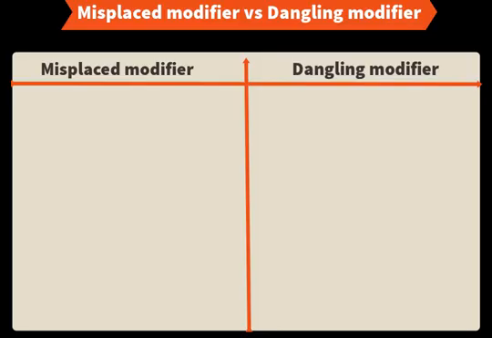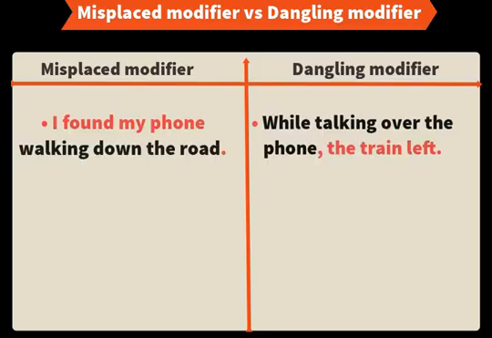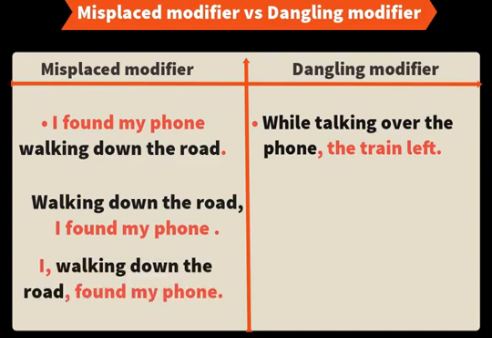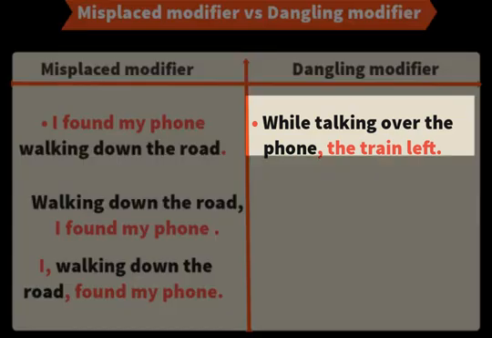Now let's correct these sentences. I found my phone walking down the road. This is a misplaced modifier. So I can correct it in two ways. Walking down the road, I found my phone, or I, walking down the road, found my phone. Right? Next example. While talking over the phone, the train left.